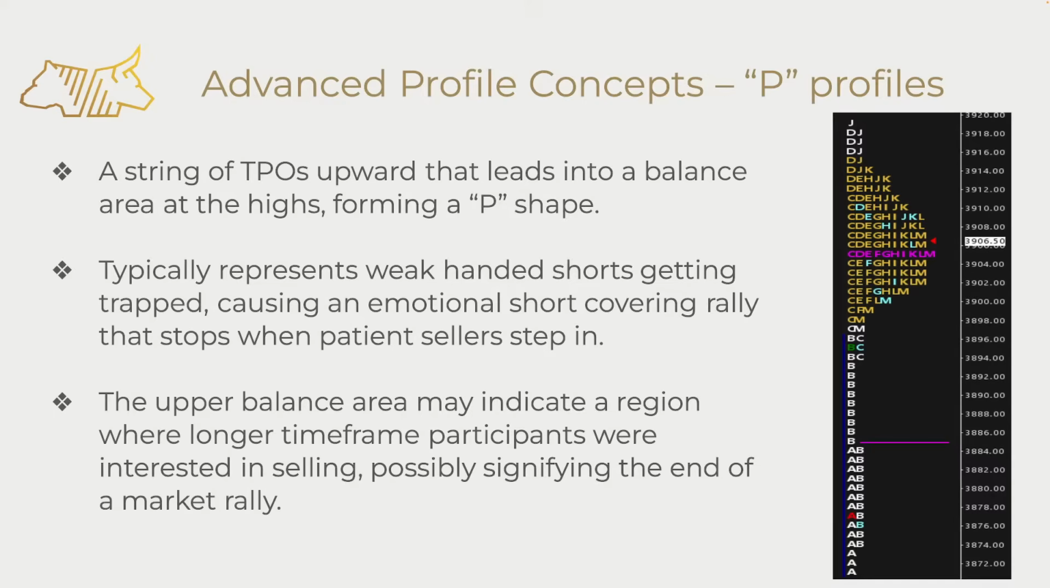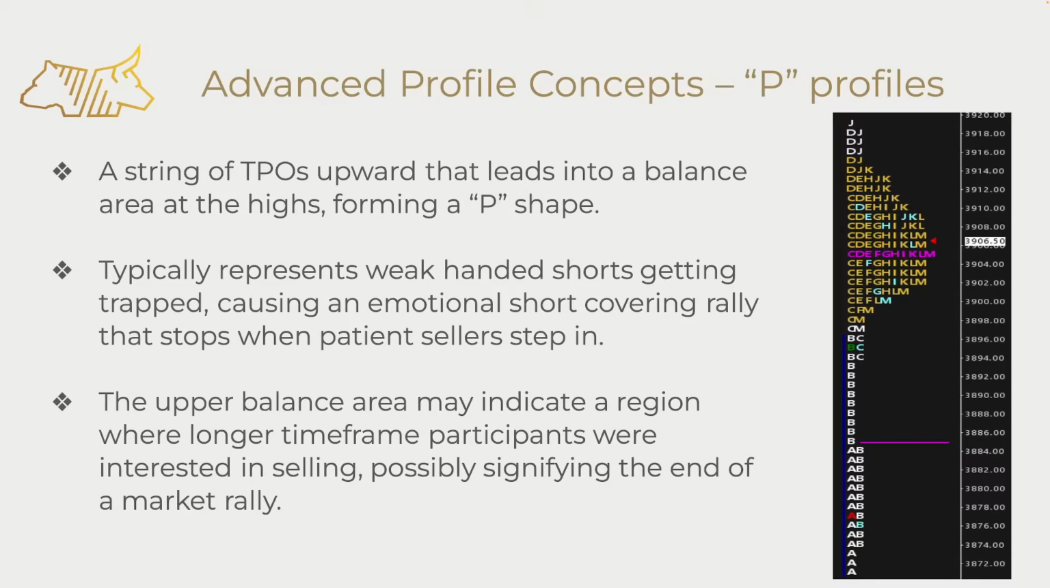If this sounds familiar to you, it's because this is very much the contrary scenario to what we just discussed before with the B profile, except this time we have patient sellers coming in, taking advantage of emotional buyers, emotional sellers getting out of their positions. So this upper balance area may indicate a region where longer time frame participants are interested in selling. And a lot of times this can signify the end of an extended market rally.